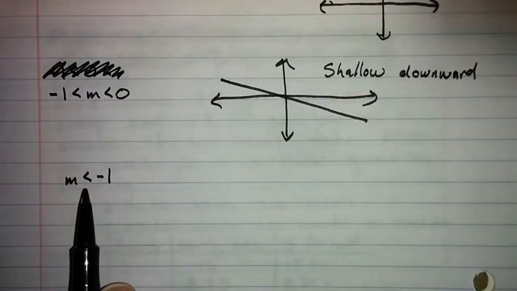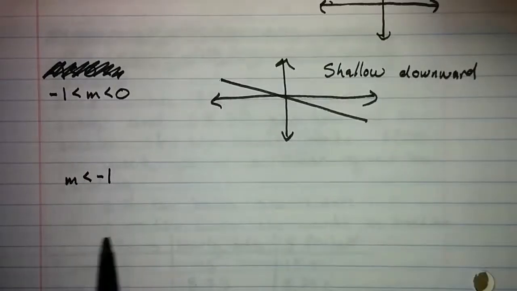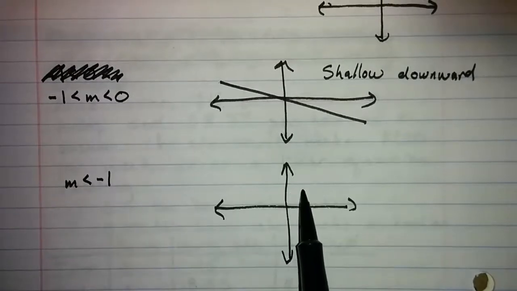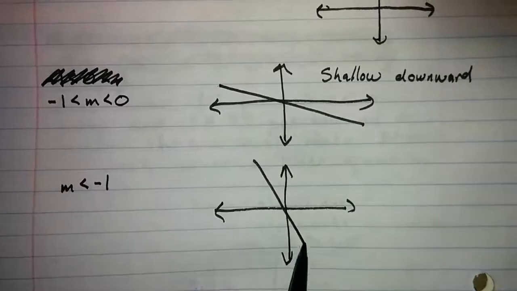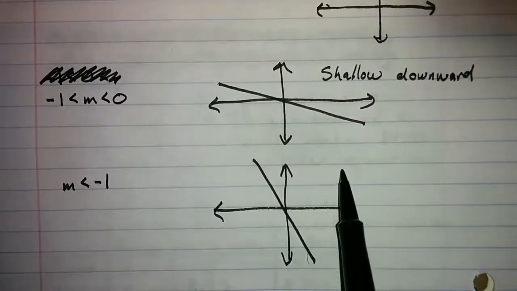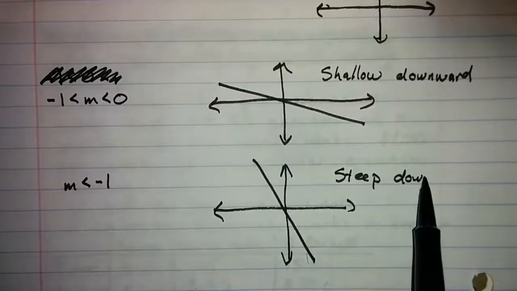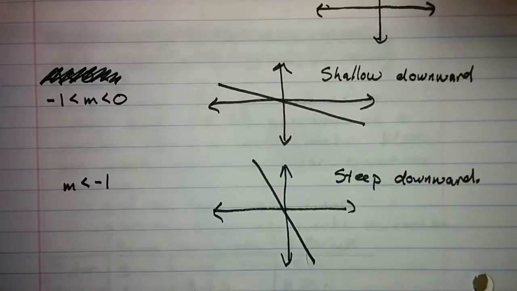And if M is a negative number that is less than -1, that means that when we go 1 to the right, we go down by more than 1. So that'll be a line that is steep downward. Keeping these in mind provides us a really good way to check that we've graphed correctly. It's a good way to look and see if our line looks right.